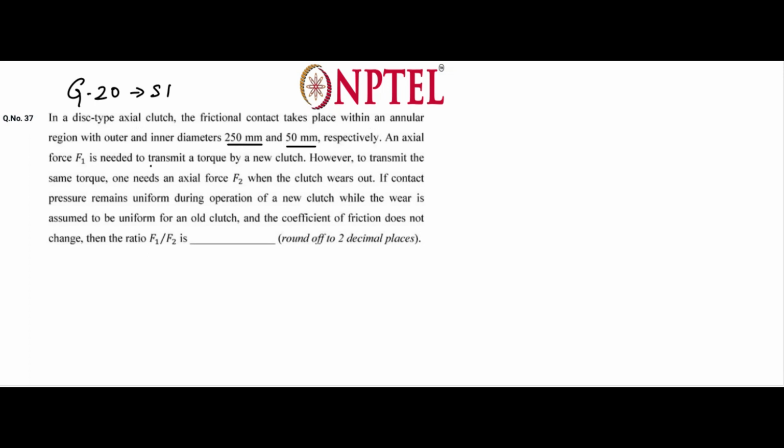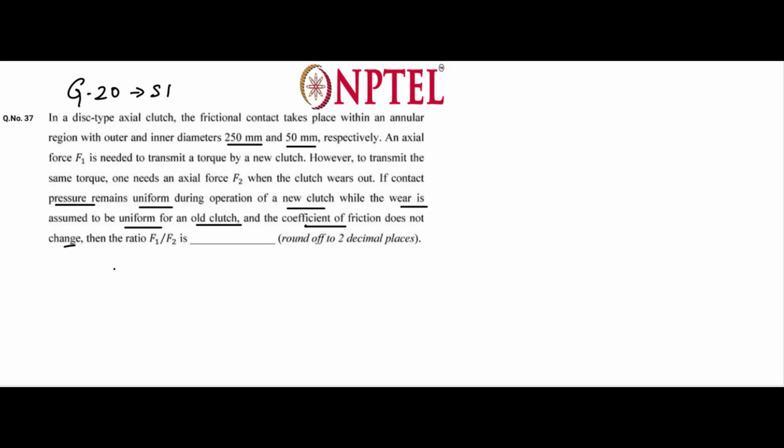An axial force F1 is needed to transmit a torque by a new clutch. However, to transmit the same torque one needs an axial force F2 when the clutch wears out. If contact pressure remains uniform during operation of the new clutch, while the wear is assumed to be uniform for an old clutch. So constant pressure for the new clutch, and uniform wear, which is constant wear, for the old clutch. The coefficient of friction does not change.